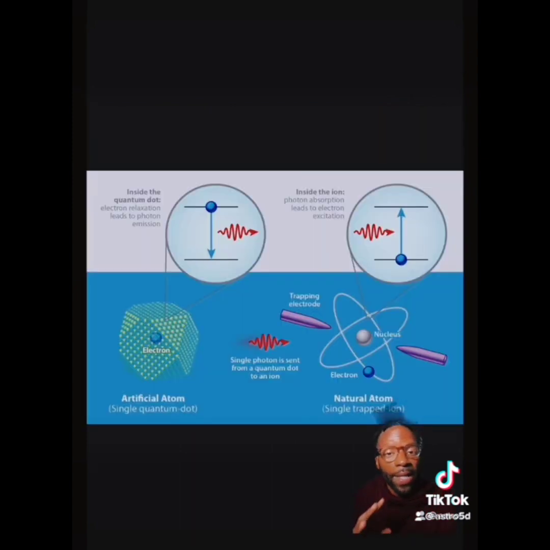I'm not gonna get into the quantum field, but just wanted to show you this. Here on the left, you have inside of a quantum dot, and on the right, inside of an ion. In the quantum dot, electron relaxation leads to photon emission. And in the ion, photon absorption leads to electron excitation. I'm going to repeat for clarity. Inside the ion, photon absorption leads to electron excitation. So light absorption leads to electron excitation. On the left, on the quantum dot, you have an artificial atom. On the right, in the ion, you have a natural atom.